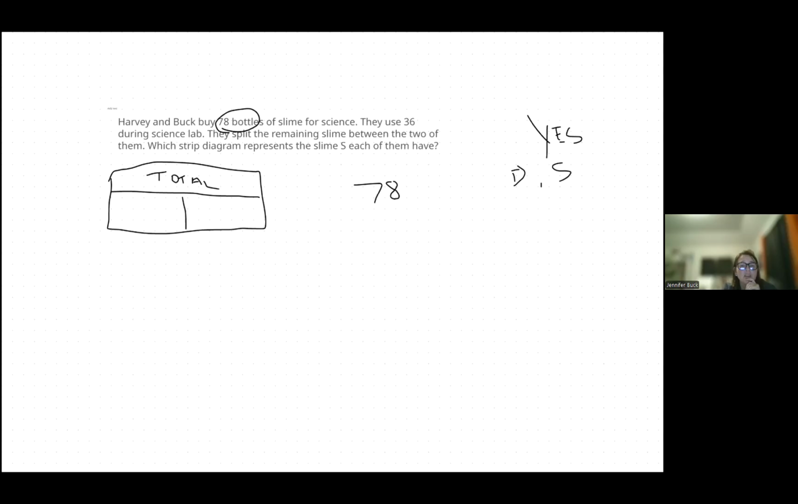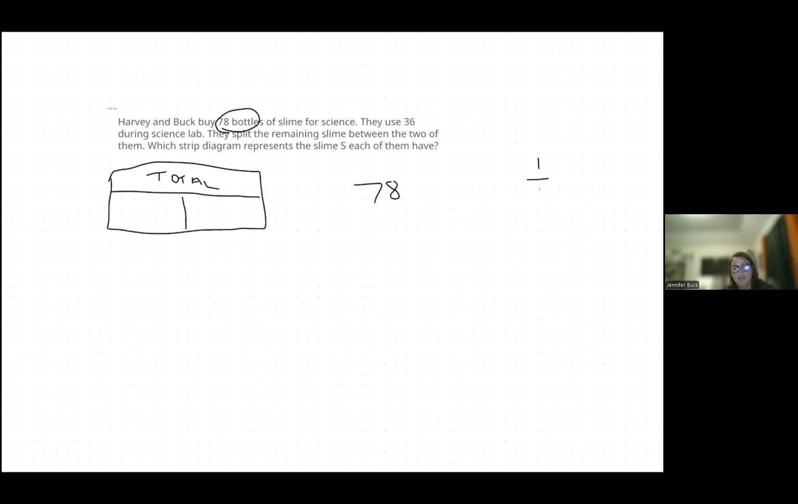Well, let's look. They used 36 during science lab. They split the remaining slime between the two of them. Usually if you split something, you're going to split it evenly. So I'm going to say, yes, we need equal parts. So if I look at my storyboard, that tells me I'm going to divide. Okay? So I'm going to make myself a note that I am dividing.